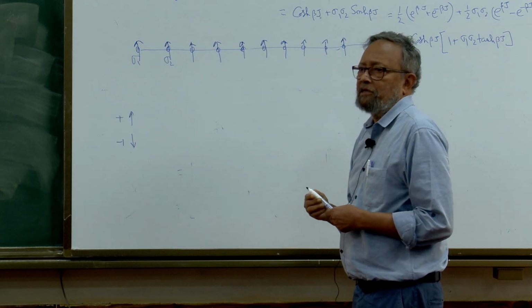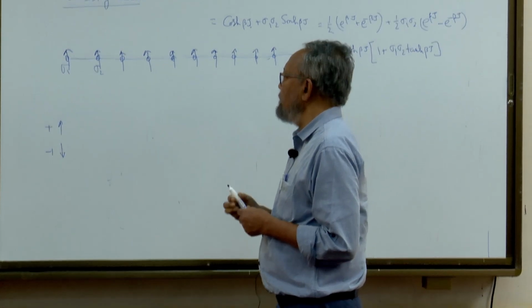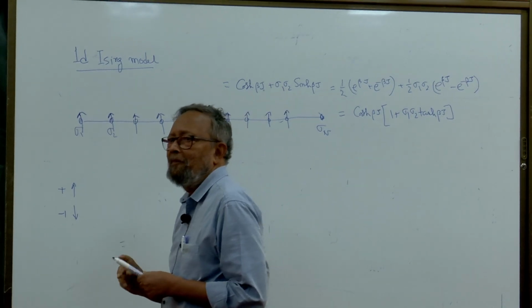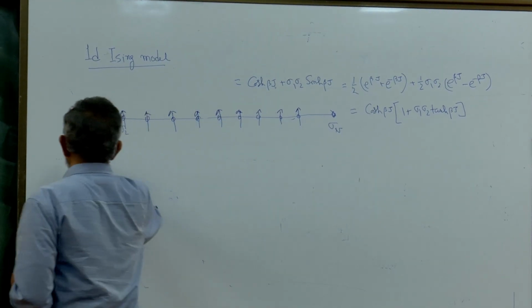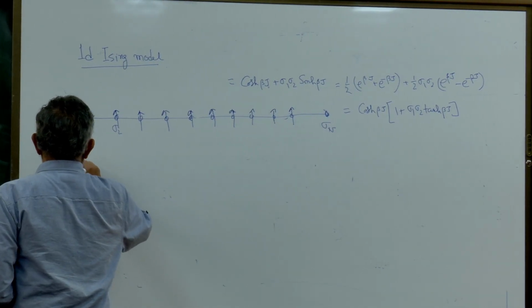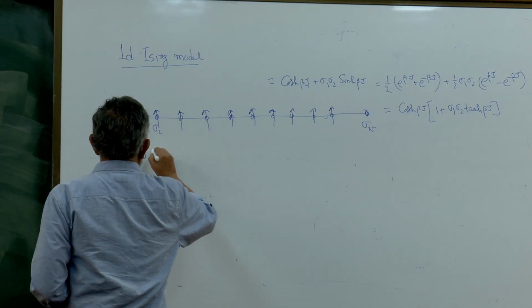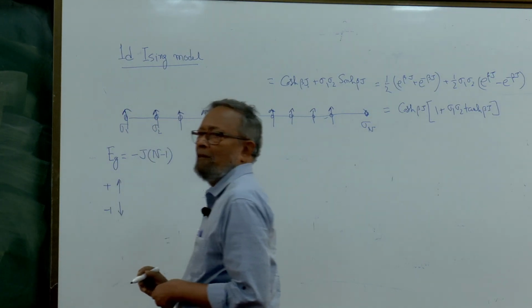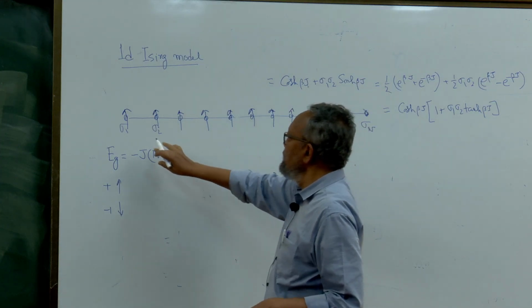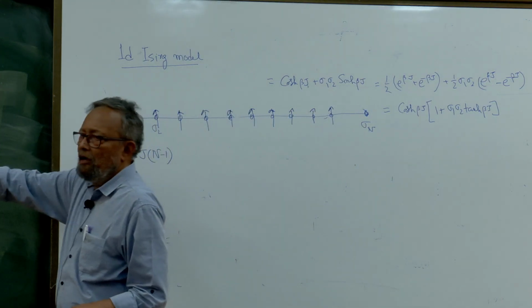This is one of the ground states. And what is the energy of this ground state? Eg equals minus J times n minus 1, because there are n minus 1 bonds, and each of the bonds is contributing minus J here.